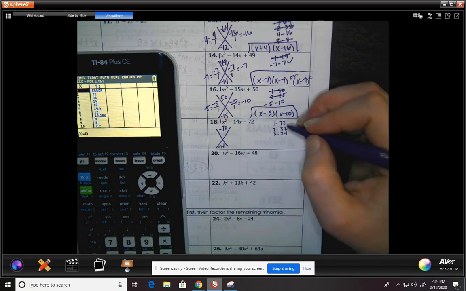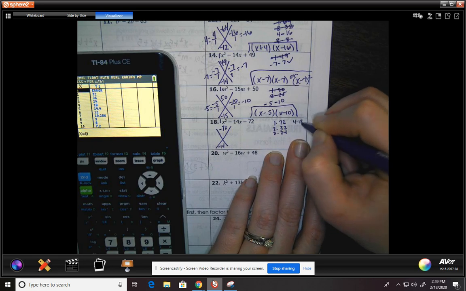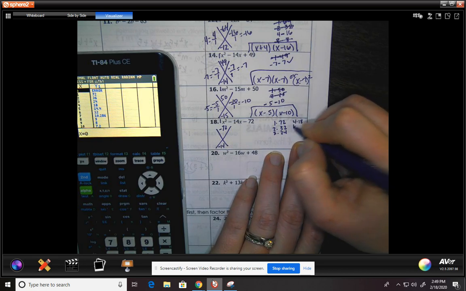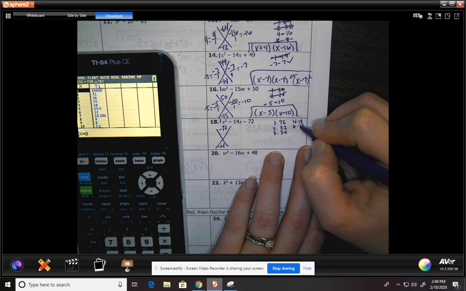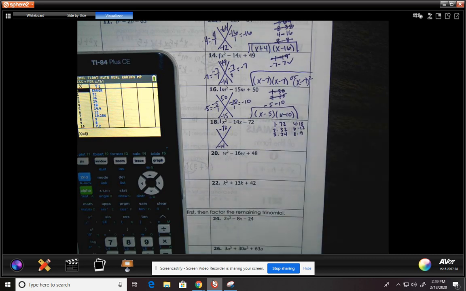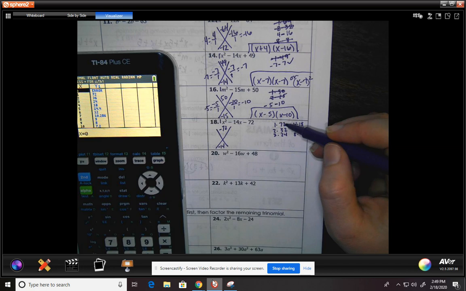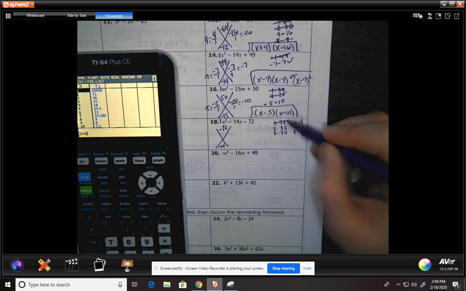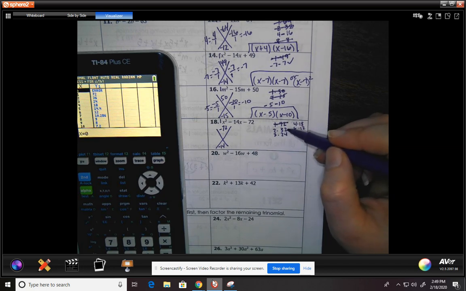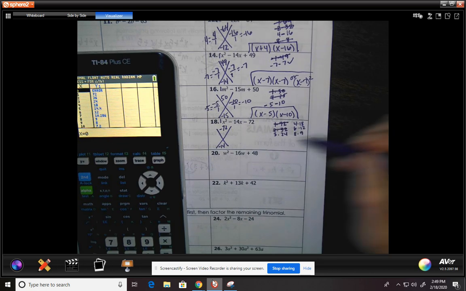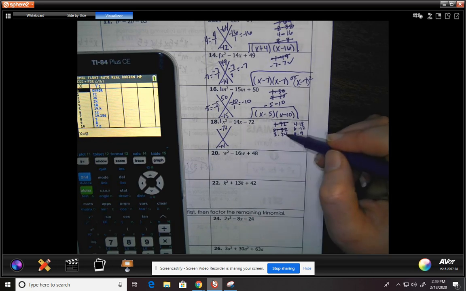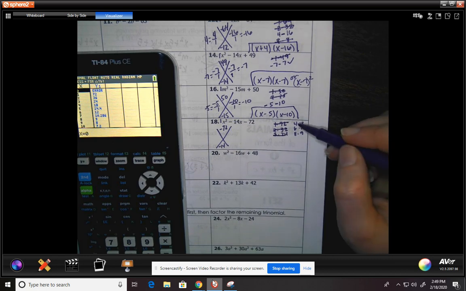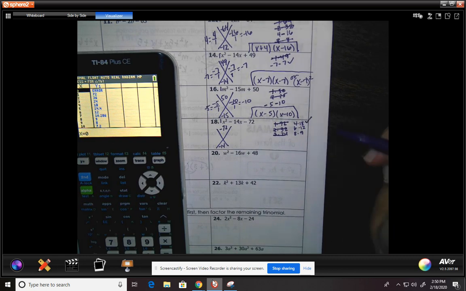I'm going to come over here now. 4 and 18, 6 and 12, 8 and 9. Those are all the multiples. Okay, now I either want to add or subtract to a 14. So this will add to 73, subtract to 71. This will add to 34, but subtract to 30. This will add to 27 and subtract to 21. This will add to 22 and subtract to 14, so possible.